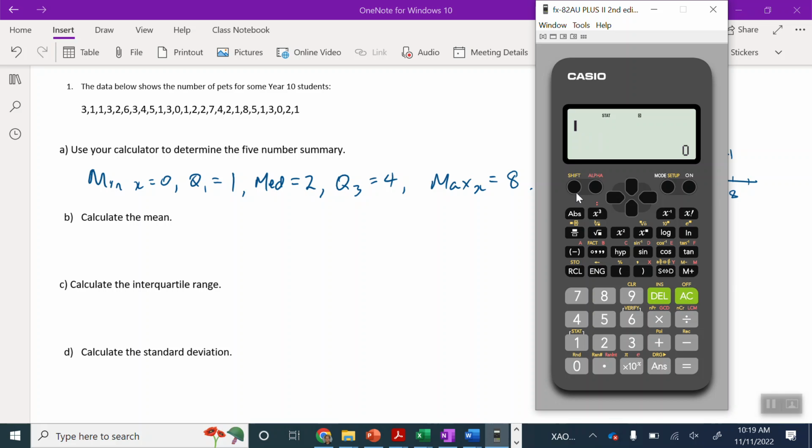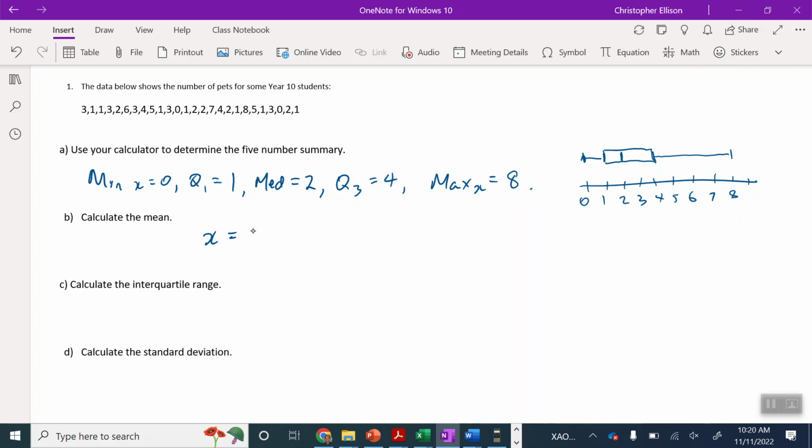So we can now find the mean by going shift 1. Now this time we're going to go 4 for variables, and remember the mean is this x bar. Okay, so 2. So our mean is equal to 2.73 pets, and so on and so forth. That's our x bar, our mean.